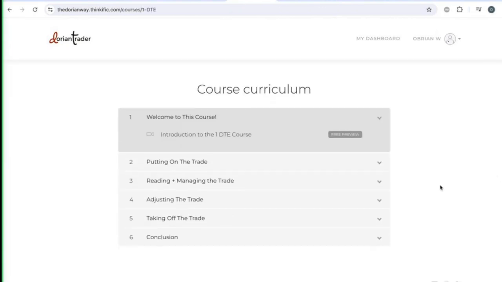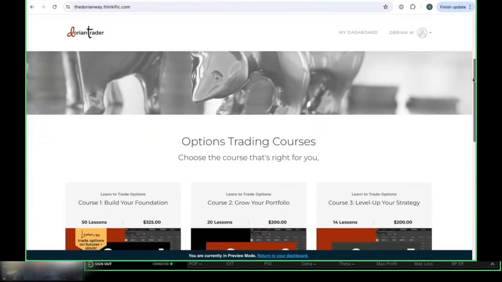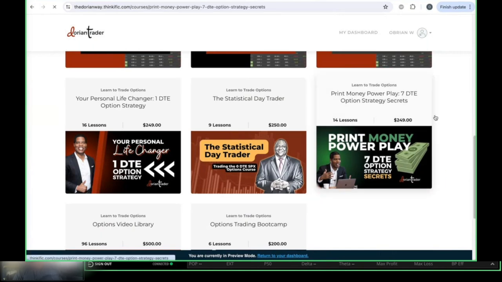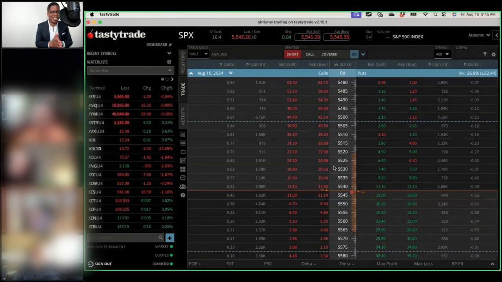We have a process, a system, a cadence for adding more contracts to that trade. We also have the Print Money 7DTE course that we encourage you to get before doing the 7DTE trade, and we add contracts to that as well. But the key is that we start the trade understanding that we can potentially add more contracts, and there's a limit to it. With the 1DTE trade and the 7DTE trade, we allocate 5K to the trade.